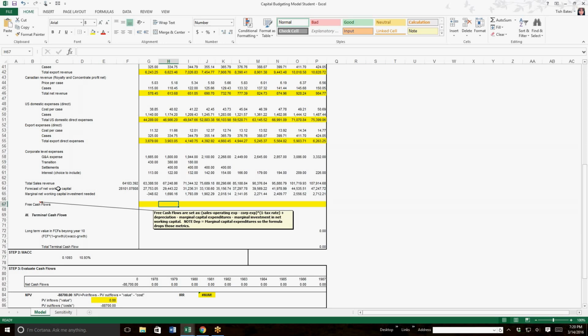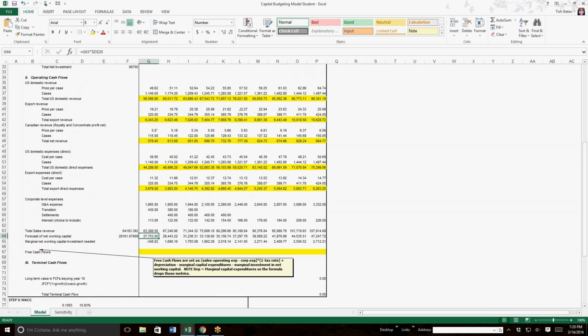So I'm guessing this net working capital and this net working capital investment needed are those two numbers. I don't see any, so it would be these two. I don't see any depreciation. You tell me if I'm wrong, but I sure don't see any depreciation.